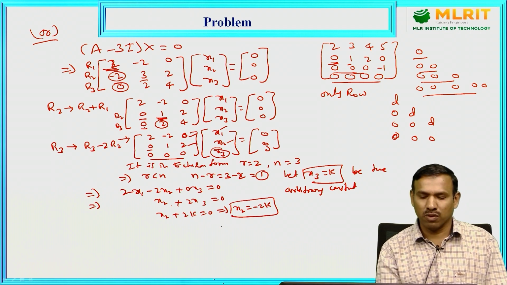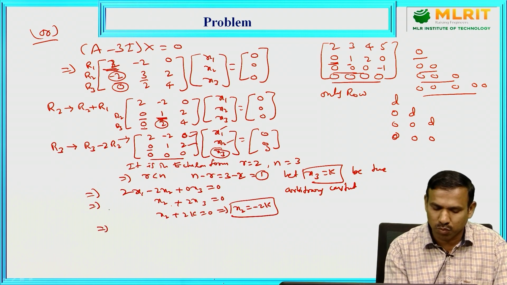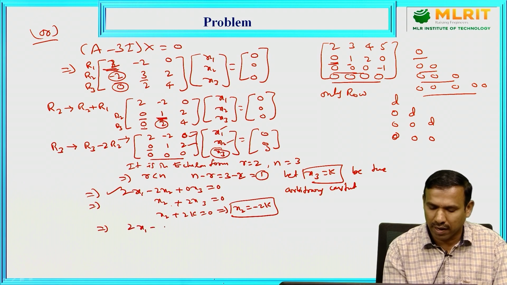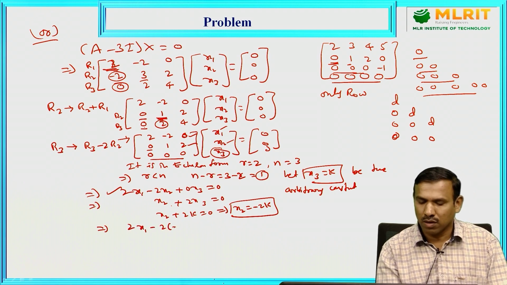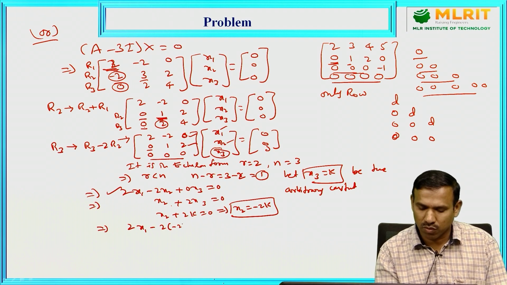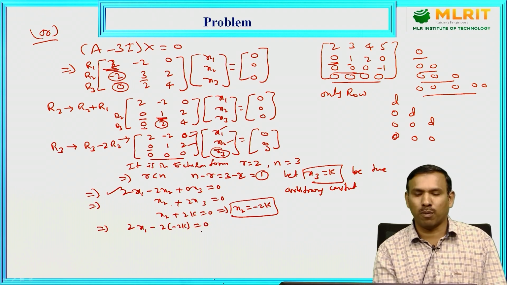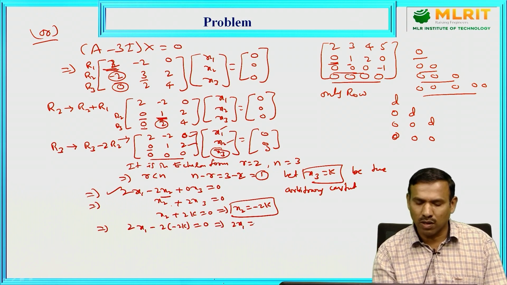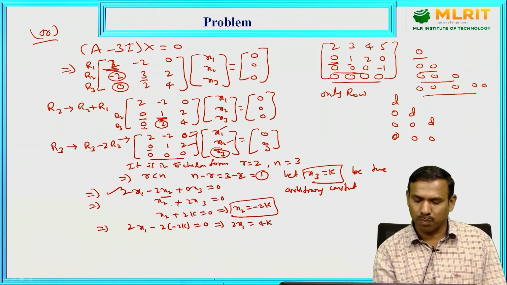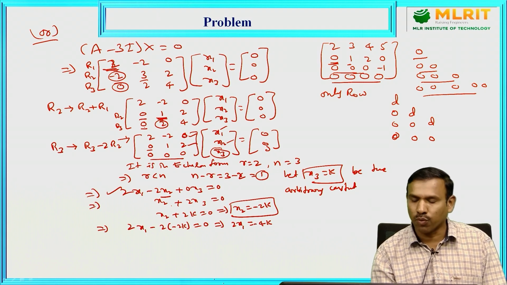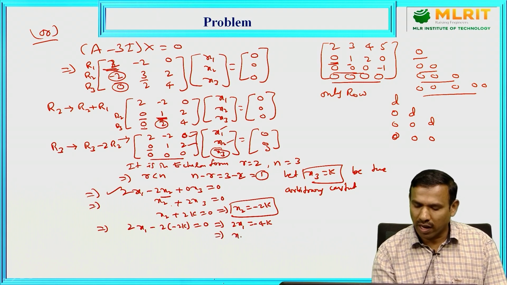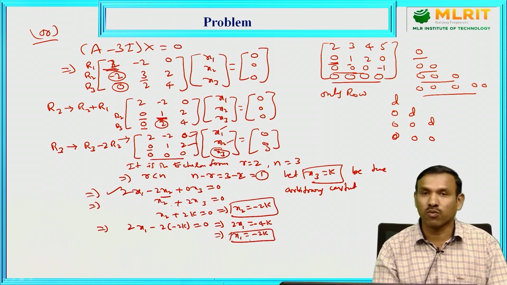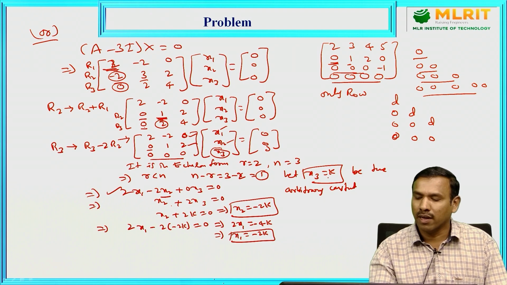Now we got x2. Substituting x2 we get x1. Substituting in the first equation, 2x1 minus 2 into the x2 value minus 2k is equal to 0. Here I am substituting the x2 value to get the x1 value. Simplifying, 2x1 is equal to minus 4k, taking to the other side, and cancelling with 2, x1 is equal to minus 2k. So we got three values: x1 is minus 2k, x2 is minus 2k, x3 is k.